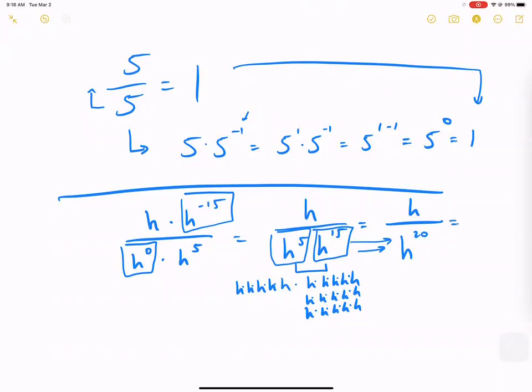Okay. Now, if I have 20 on the bottom and I have 1 on top, couldn't we say they divide out? And we end up with 19 left. 1 over h to the 19.